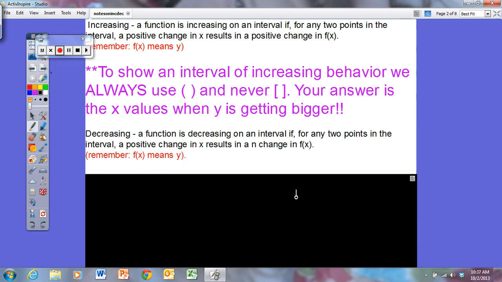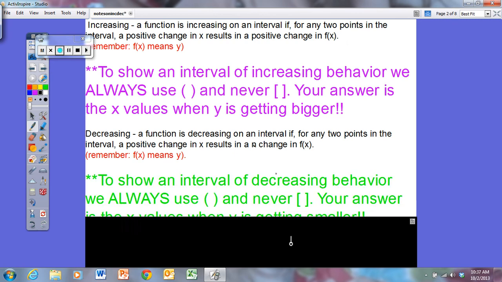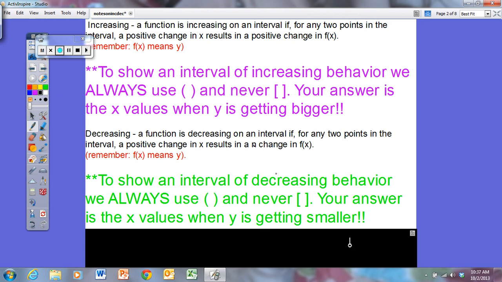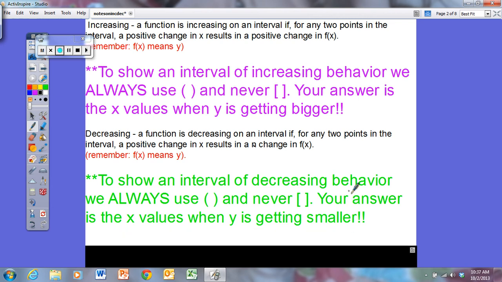A function is said to be decreasing if as x gets bigger, y gets smaller. That word is supposed to be negative right there. I don't know why negative didn't come out, but it should be negative. To show an interval of decreasing behavior, we always use parentheses, never brackets. Your answer is the x values when y is getting smaller.